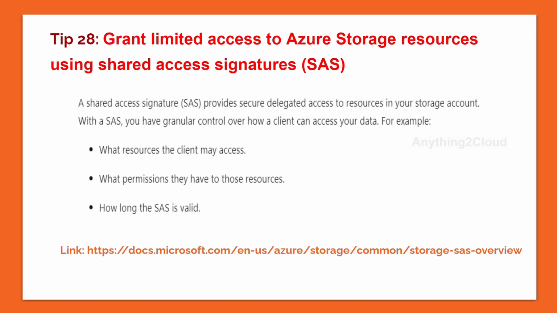The next tip is on SAS, how we can grant limited access to Azure storage resources using shared access signatures. A shared access signature, SAS, provides secure delegated access to resources in your storage account. With a SAS, you have granular control over how a client can access your data. For example, what resource the client may access, what permissions they have to those resources, and how long the SAS is valid. So with the help of SAS, you can grant limited access to Azure storage resources.